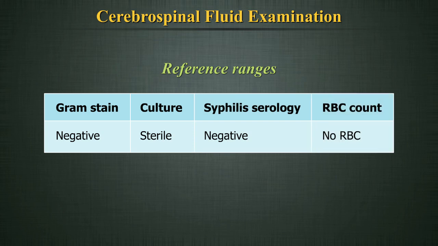Red blood cell count. Normally, there are no red blood cells in the CSF unless the needle passes through a blood vessel en route to the CSF.